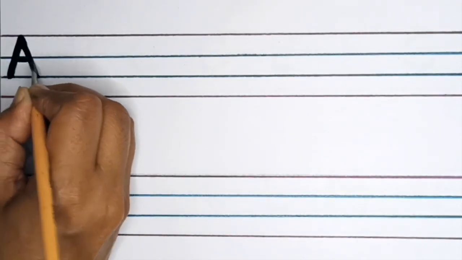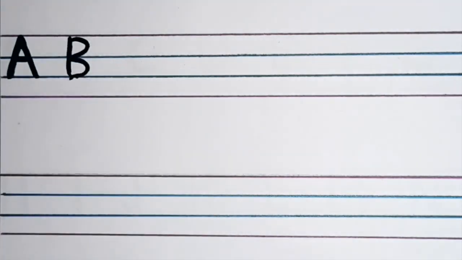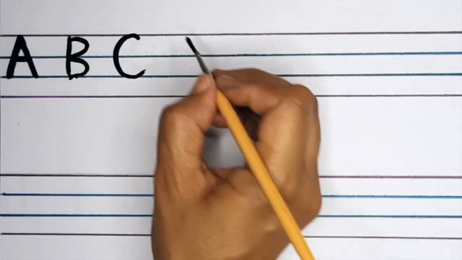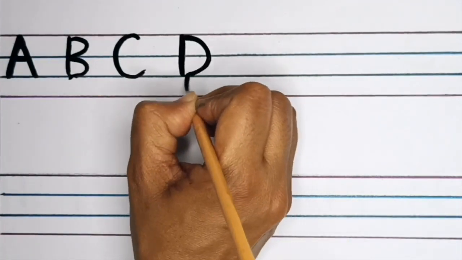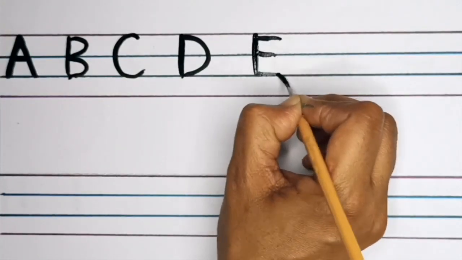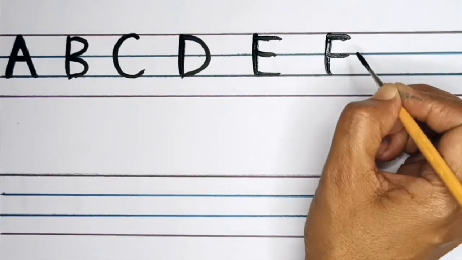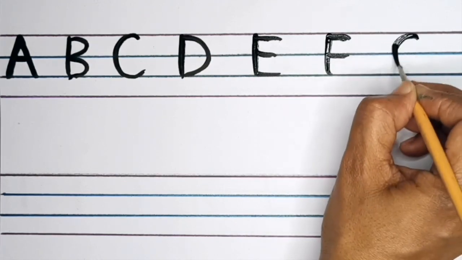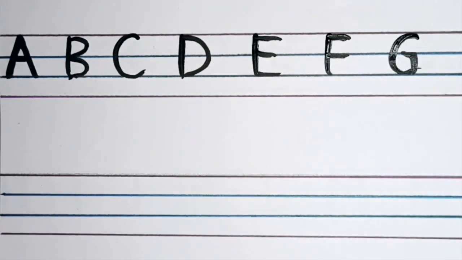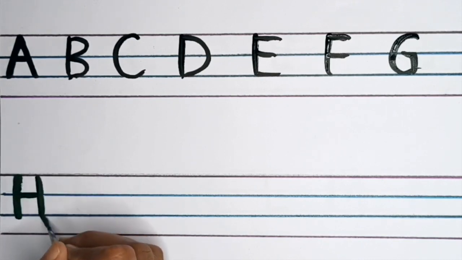A, A for apple. B, B for ball. C, C for cat. D, D for dog. E, E for elephant. F, F for fish. G, G for grapes. H, H for hen.